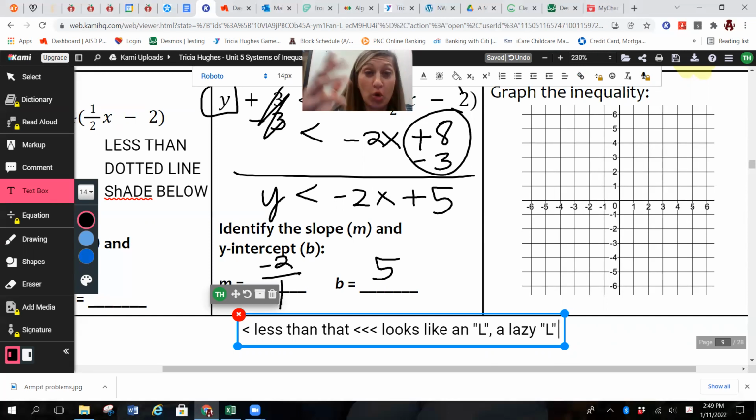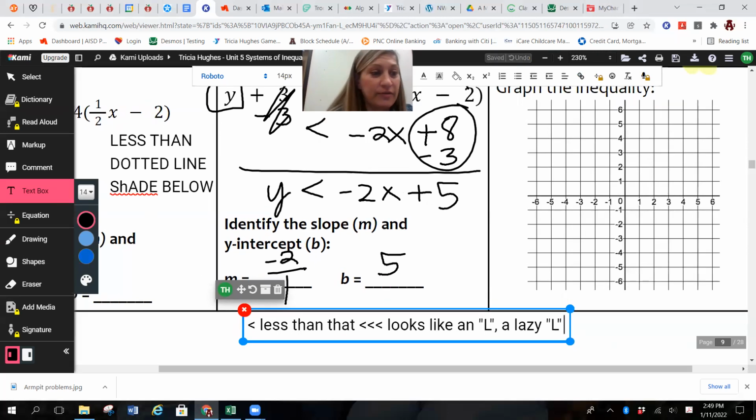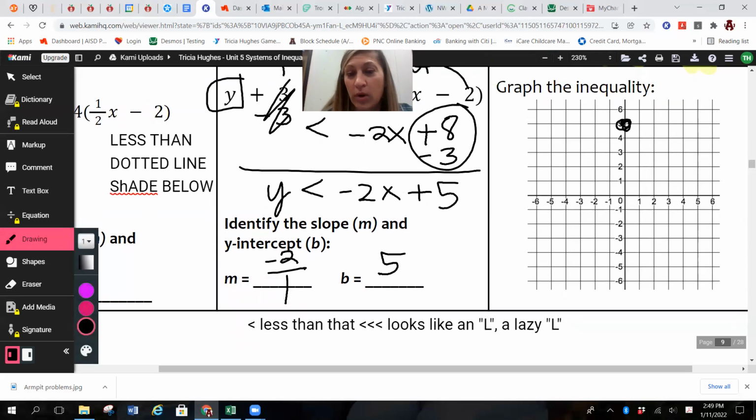Okay. Oh, I don't know if you can see it, but that's what I'm trying to get at. We're going to start at 5. We're going to go down 2 and over 1.